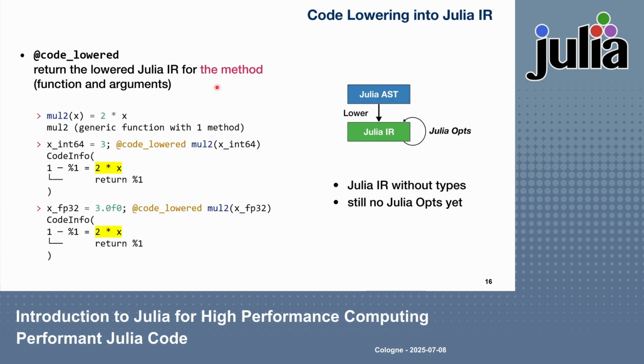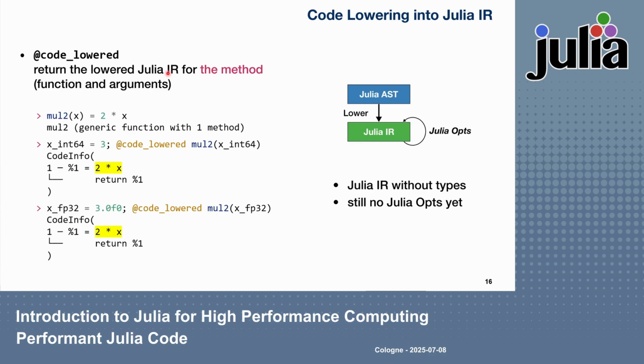And then this analyzed Julia code will be lowered. Julia is a high-level programming language, right? For the computer to understand this, the code must be lowered. And then for the lowered Julia code, you can use the macro @code_lowered to return the so-called lowered Julia intermediate representation for a method.